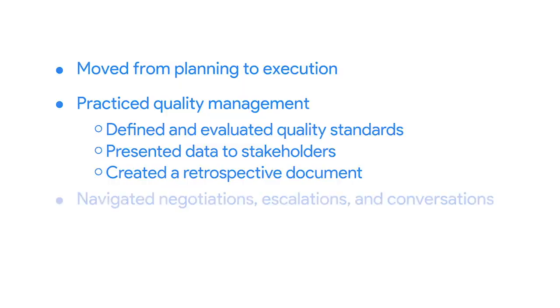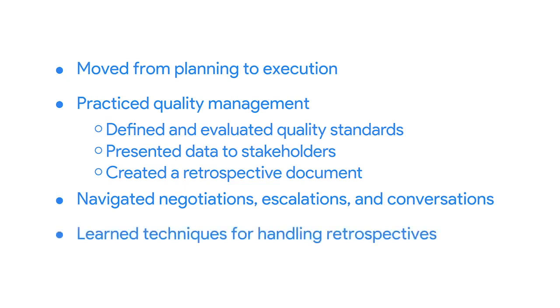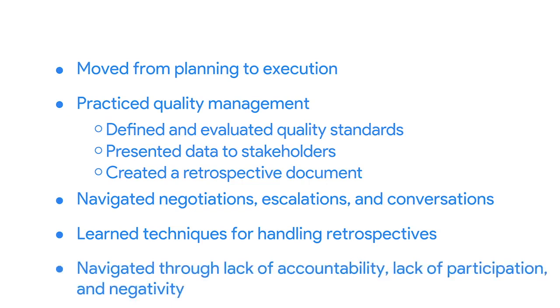We also went deeper into some concepts you learned earlier and introduced a few new approaches, methods, and techniques. Along the way, you navigated negotiations, escalations, and conversations with people in different roles with different priorities and personalities. And finally, you picked up techniques for handling retrospectives when they don't go as smoothly as planned. You learned how to navigate through lack of accountability, lack of participation, and negativity in retrospectives, which helped you draft your own retrospective for Sauce and Spoon to add to your portfolio of artifacts.